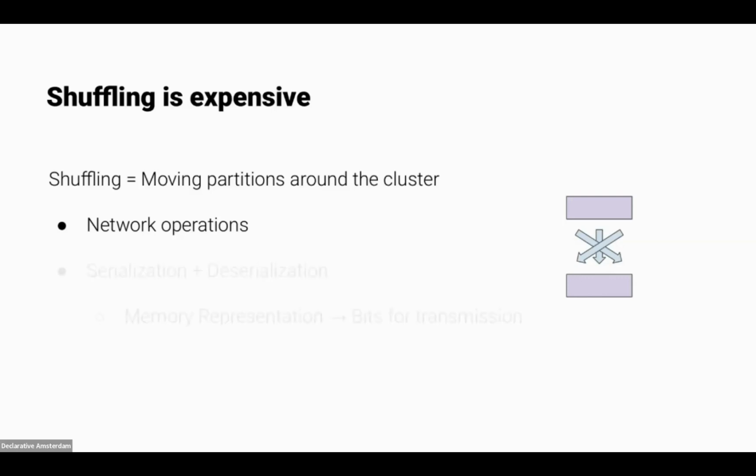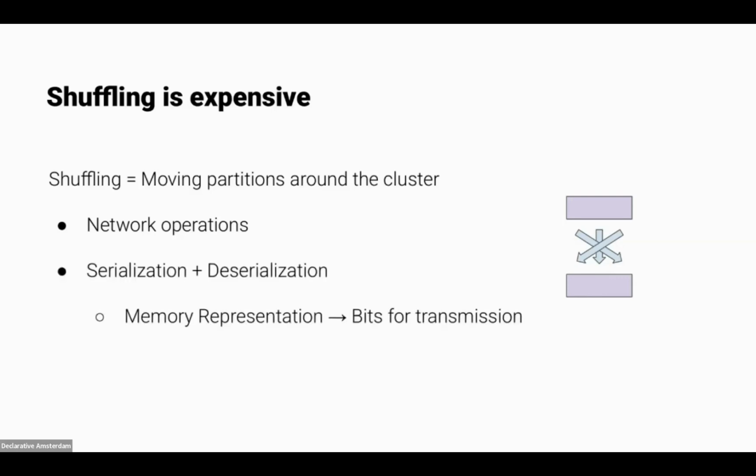And second, serialization and deserialization costs, because every single time we need to transfer data around, we first serialize the memory representation into bits for transmission at the sending node, and then at the receiving node, we need to deserialize it back into the memory representation to continue processing.